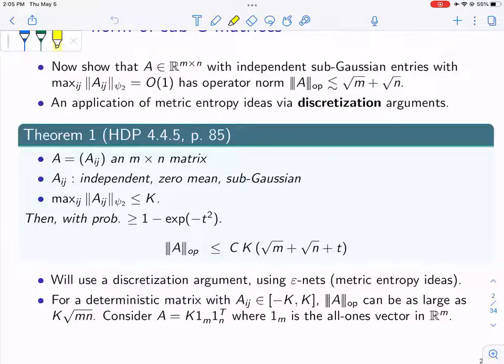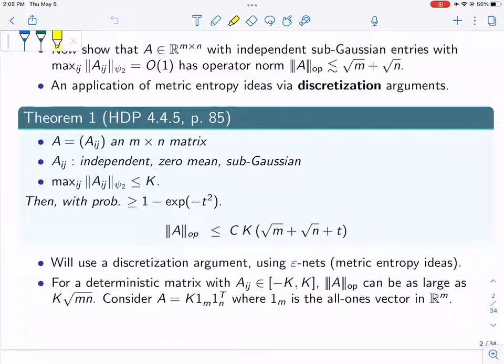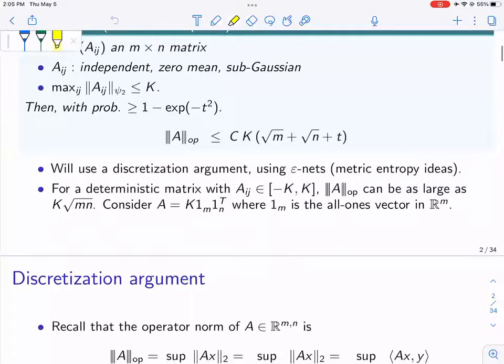If you just look at a deterministic matrix where every entry is K, it's not hard to compute the operator norm. Perhaps the easiest way is to compute the Frobenius norm, which is the same as the operator norm. And it turns out that this is K root mn, which is much bigger than root m plus root n.